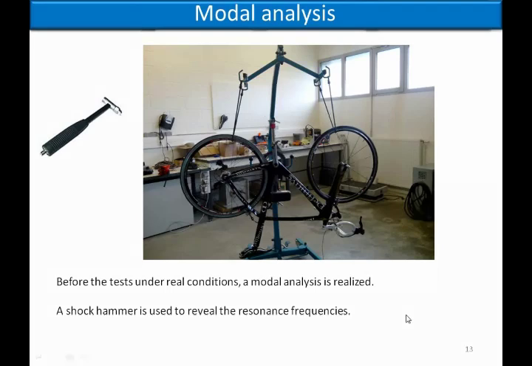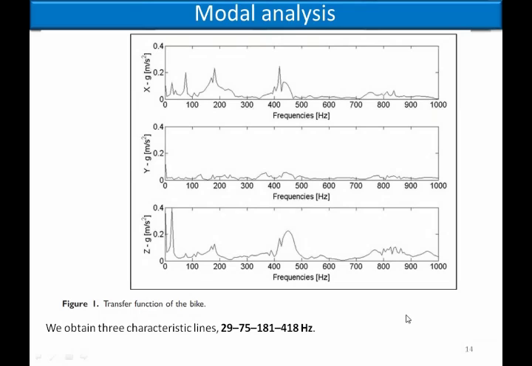Before the test under real conditions, a modal analysis is carried out. A shock hammer is used to reveal the normal modes of the bike. In this slide, you can see the resonance frequencies of the bicycle. If the bike is excited at the specific frequencies, the energy of vibration, and thus the deleterious effects, will dramatically increase.